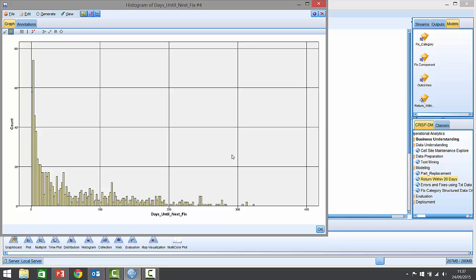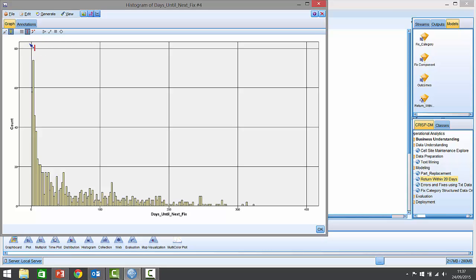And what we find is that this is a very skewed distribution, and that in fact the most common number of days elapsed before a site is required to be visited again is actually around about 3 days. So there's quite a lot of sites where they fail almost immediately. So the 20-day cutoff is entirely an arbitrary cutoff that the organization used for operational reasons.